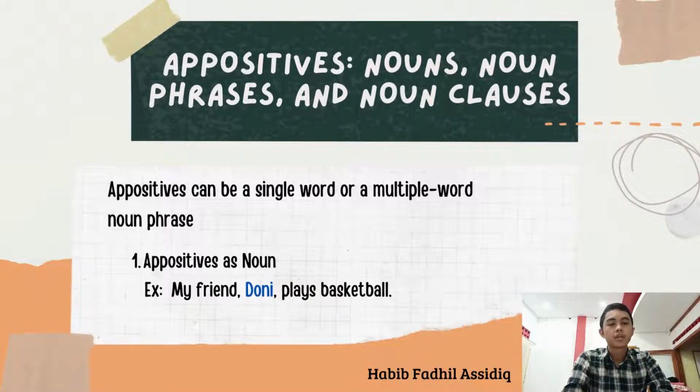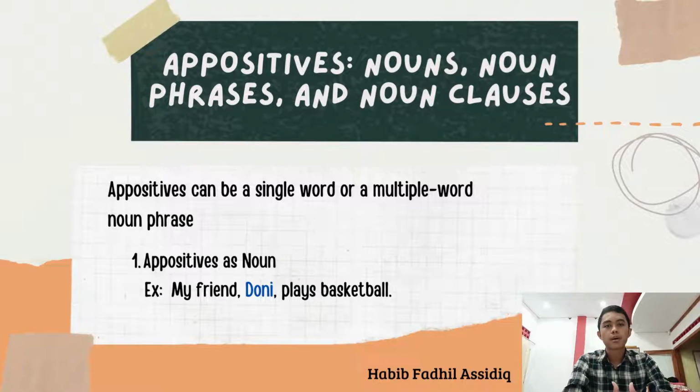Okay, and then we go into the next topic. Appositives can be nouns, noun phrases, and noun clauses. As we know, an appositive always further identifies a noun or pronoun in the sentence. And an appositive can be more than just a single noun. Appositives can be a single word or a multiple-word noun phrase.